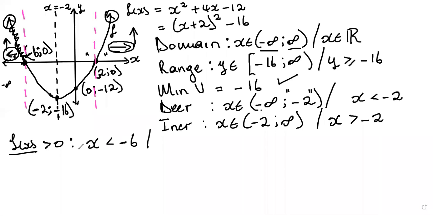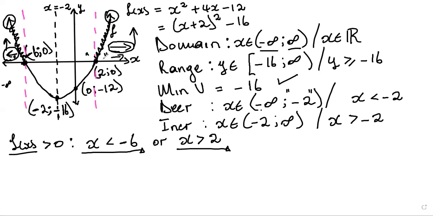But is it the only solution? Let's check. If you look at 2 there, from 2 all the way to positive infinity, you can see that the function is above the x-axis. So it means from 2 up until infinity, the function is going to be positive. So you'll say, or where x is greater than 2. So these are your solutions. Any value of x that is less than -6, the function will be positive, or the y values will always be positive.